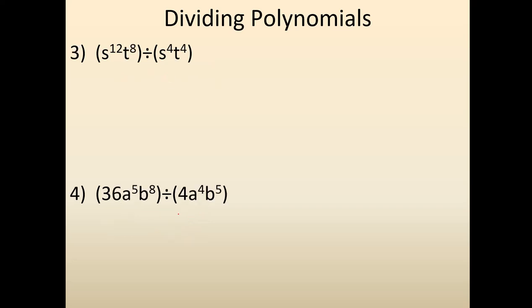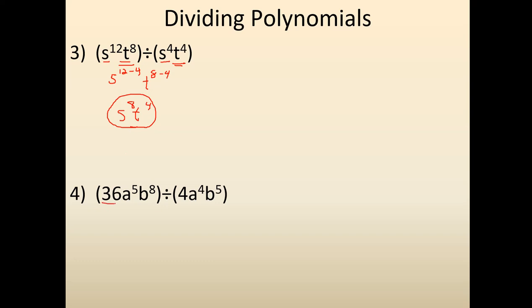Alright. Here's the next one. Pause the video, work on it, and we'll go over it in a second. Alright. So once again, no coefficient, so I don't have to worry about that. But there's an s here and here, and a t here and here. So I'm going to do s, 12 minus 4, and t, 8 minus 4. So this gets me s to the 8th, t to the 4th.